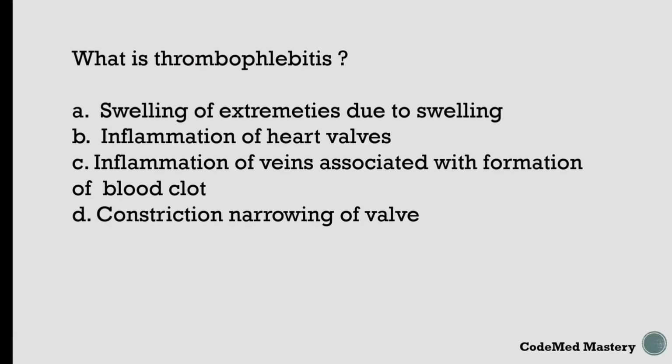Next question. What is thrombophlebitis? Option A swelling of extremities due to swelling, option B inflammation of heart valves, option C inflammation of veins associated with formation of blood clot, option D constriction narrowing of valve. So the right answer is option C inflammation of veins associated with formation of blood clot.